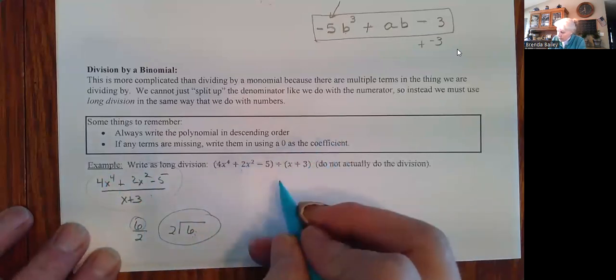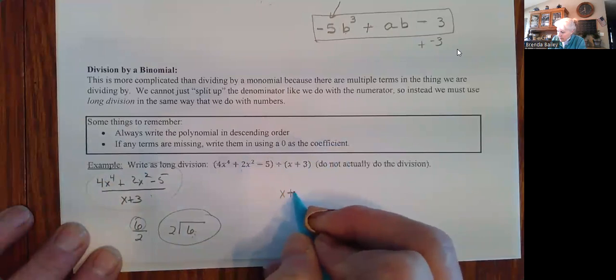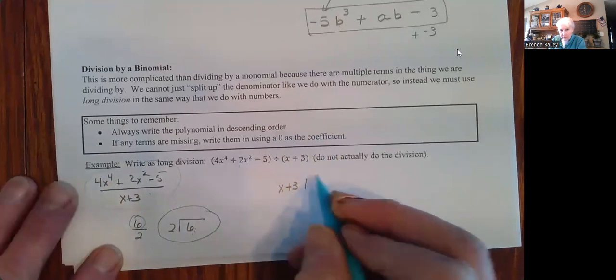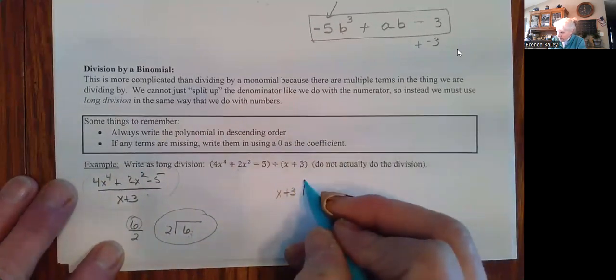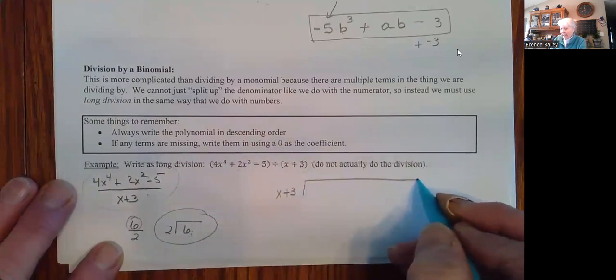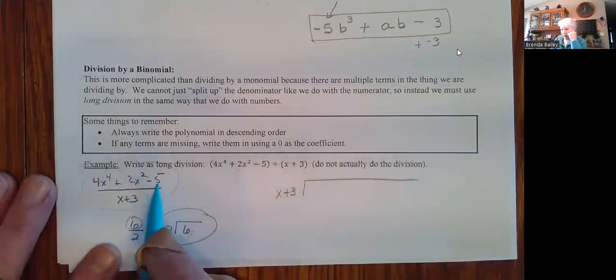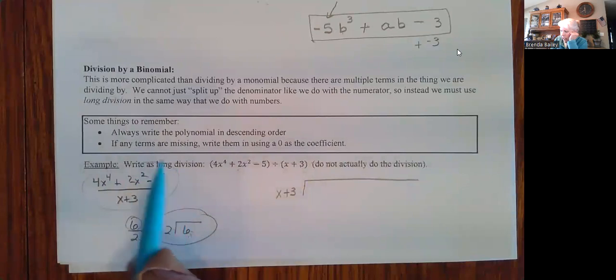So we've got x plus 3, and your top number goes in the box. But we have to look at this right here. How do we put this in the box? We can't just write it like this. You have to pay attention to these exponents here.